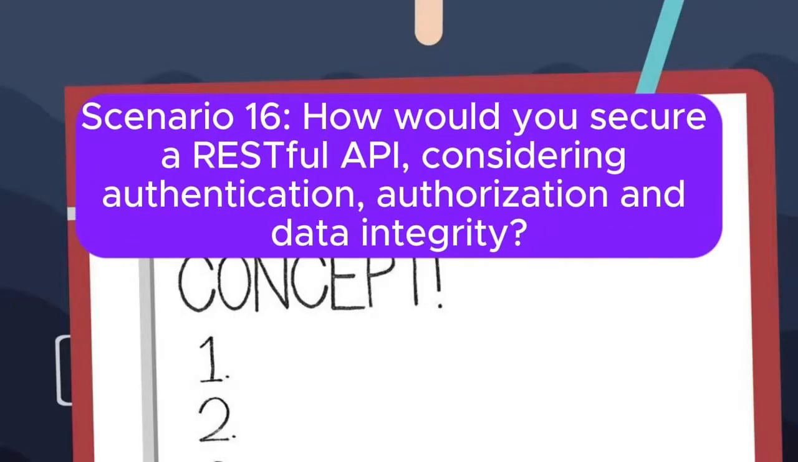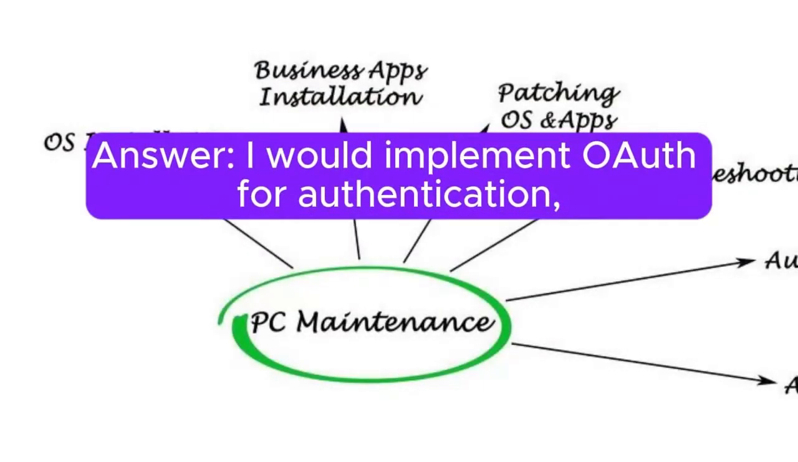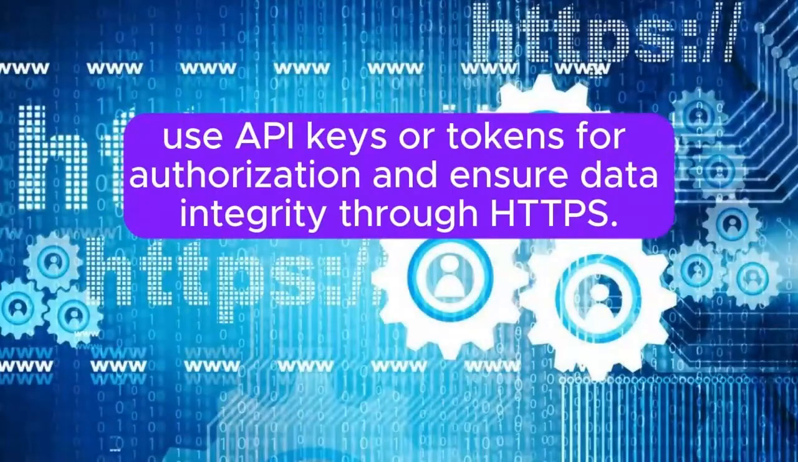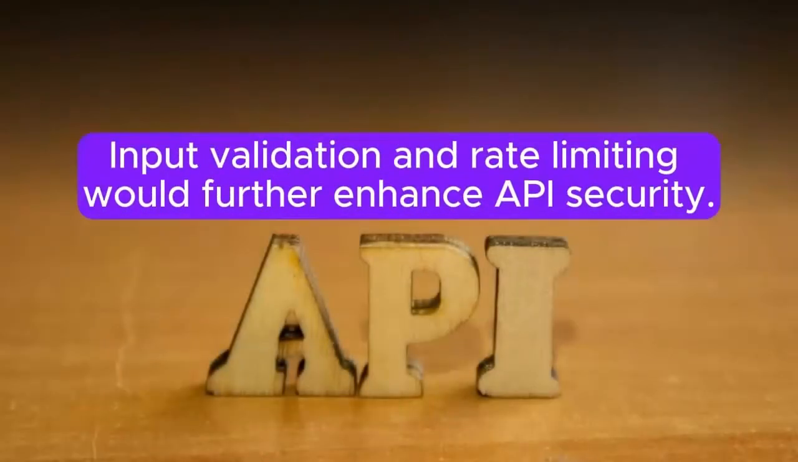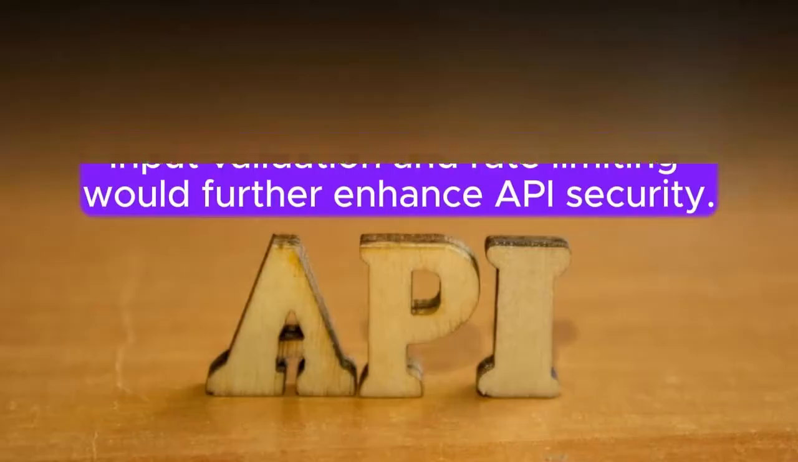Scenario 16. How would you secure a RESTful API, considering authentication, authorization, and data integrity? Answer: I would implement OAuth for authentication, use API keys or tokens for authorization, and ensure data integrity through HTTPS. Input validation and rate limiting would further enhance API security.